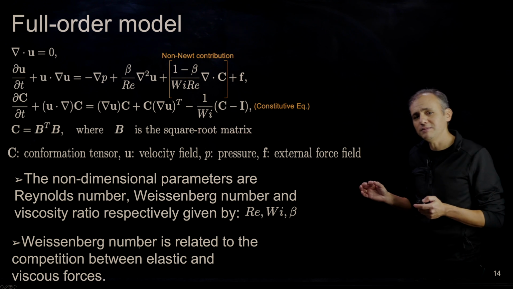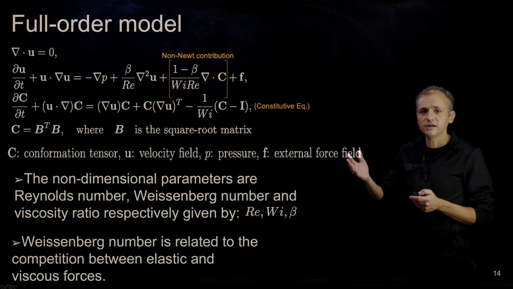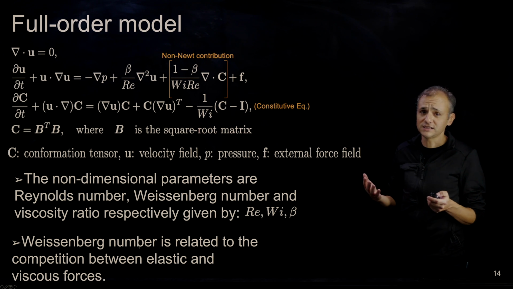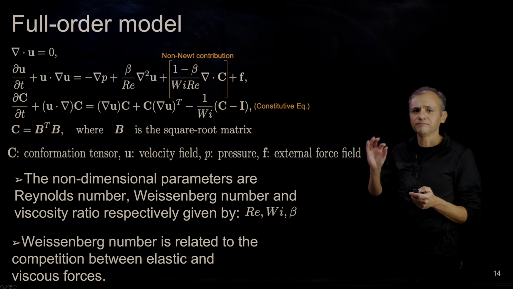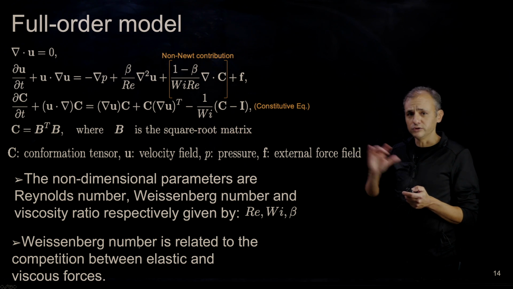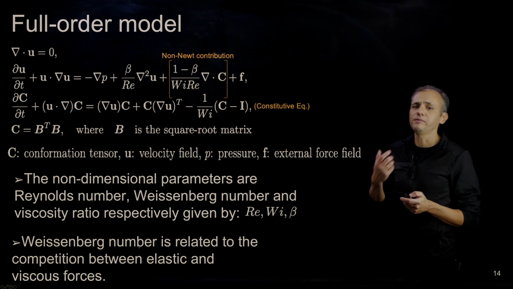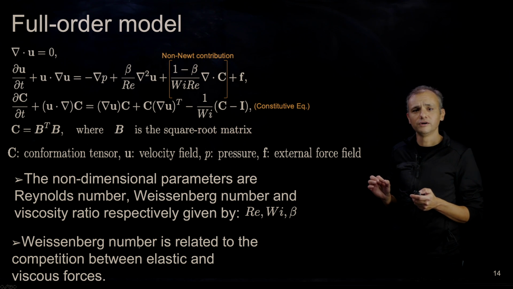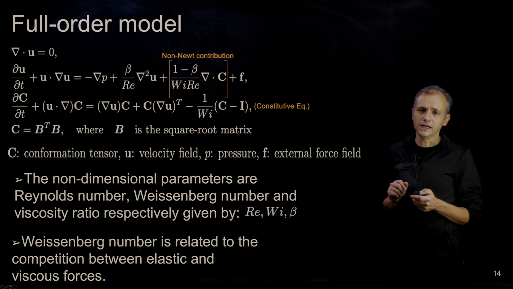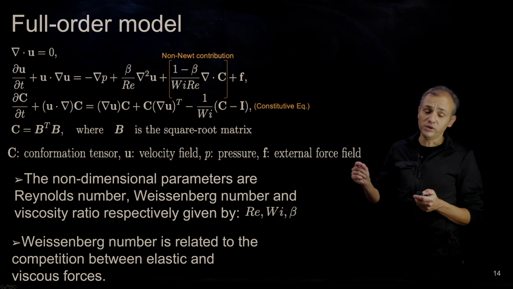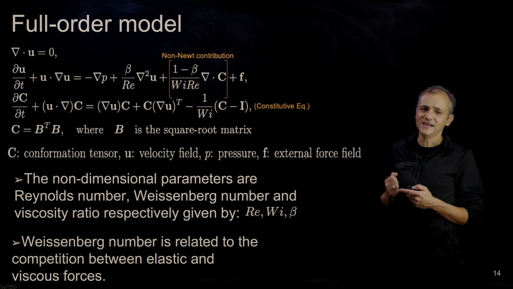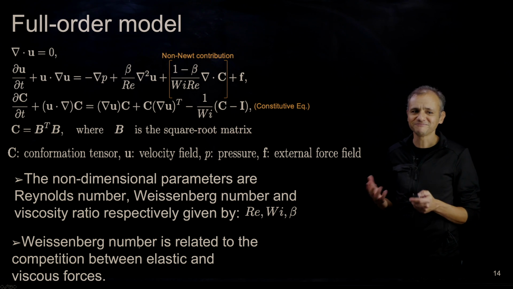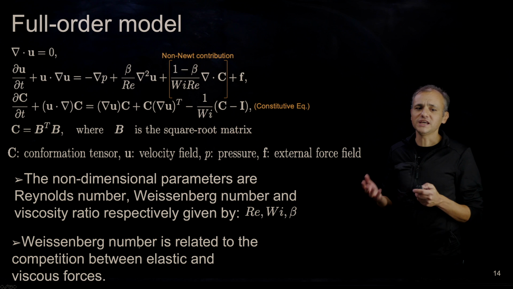In terms of non-dimensional parameters, we have the Reynolds number in the equation, we have the Weissenberg number, as I said, which is related to the elasticity, and you have beta. Beta is the ratio between the viscosities in the system, the solvent viscosity and the polymeric viscosity. But in this work, we just analyze one parameter in our reduced order model. We fixed beta, and we investigate the influence of the Weissenberg number. It's important because the Weissenberg number is related to the competition between elastic and viscous forces.